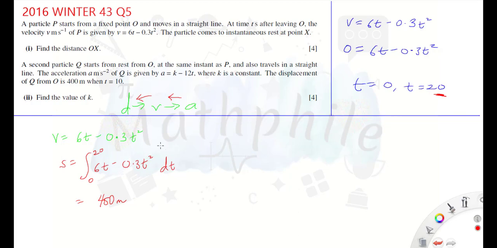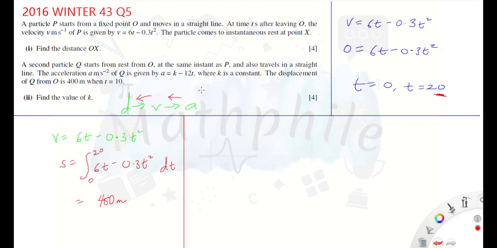Okay, let's see question number 2, the second question. Any ideas as to how to go through with that? So a second particle starts from rest. Any ideas as to how to take that one?